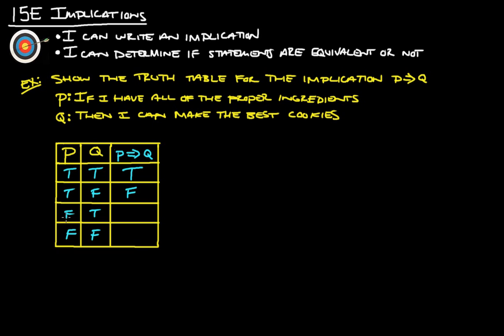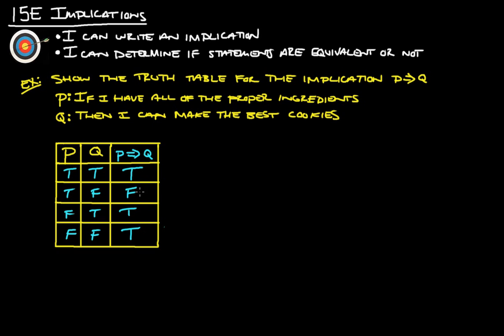Now here's the weird part. If I don't have the ingredients, you can't prove whether or not I can make the best cookies or not. So you just have to assume that it's true. So if I don't have the best ingredients, we don't even care what this says over here. If I don't have the ingredients, you have to assume that this implication is true. Same thing here. If I don't have the ingredients, you have to assume that this is true.